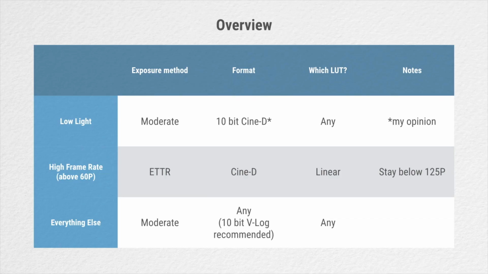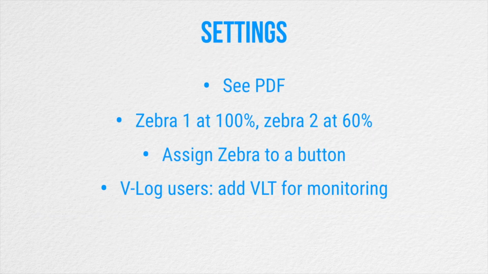So before the shoot, you've already considered whether you'll be shooting in low light or a high frame rate situation. In order to take that into account, you've got your camera settings dialed in.